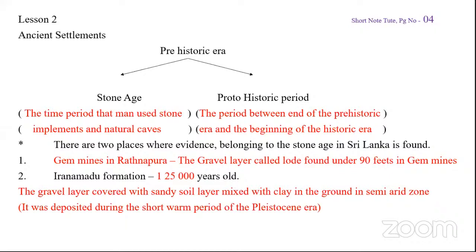the Stone Age man of Sri Lanka. Then the Iranamadu formation. That layer is the gravel layer covered with a sandy soil layer mixed with clay in the ground in the semi-arid zone. It was deposited during the short warm period of the Pleistocene era. Even this layer had been initially found from the Iranamadu region. So that's why we call this layer the Iranamadu formation.